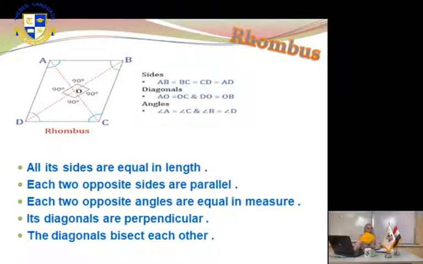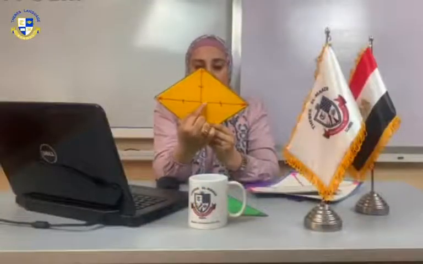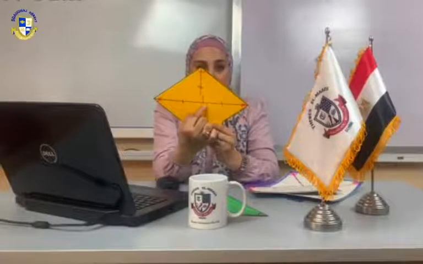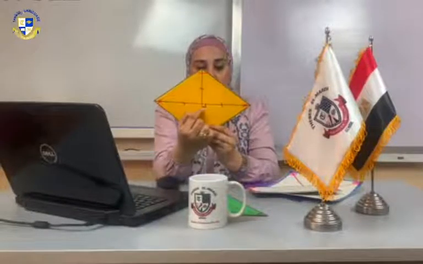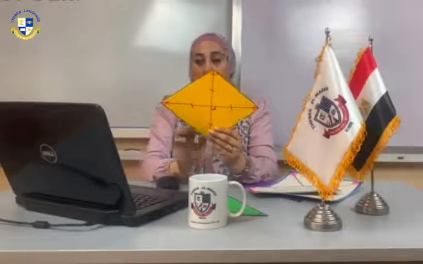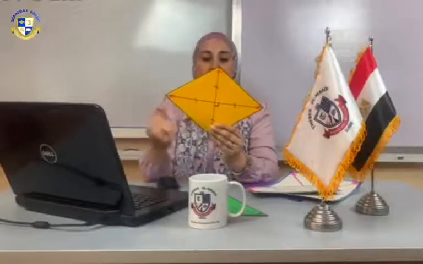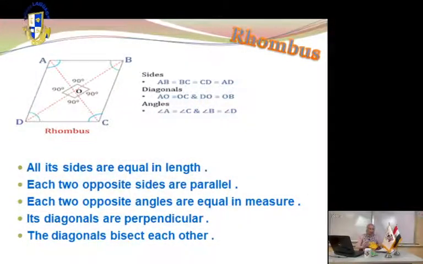What is the meaning of perpendicular? Here it means if they intersect, they will have this right angle. This angle will equal 90 degrees, and we put just a small square to denote a right angle. And of course the diagonals bisect each other. Okay. The last case here is our square.